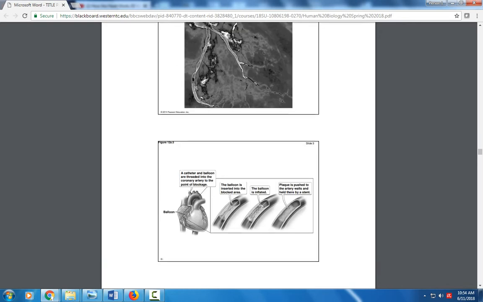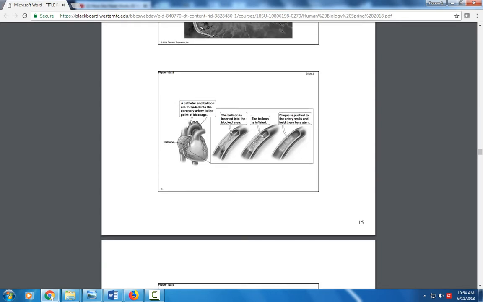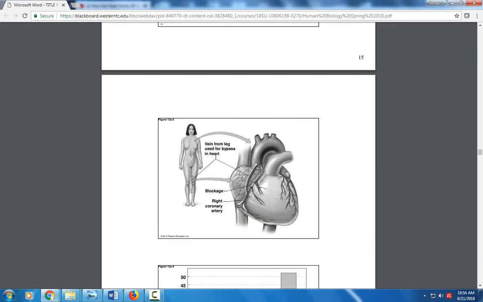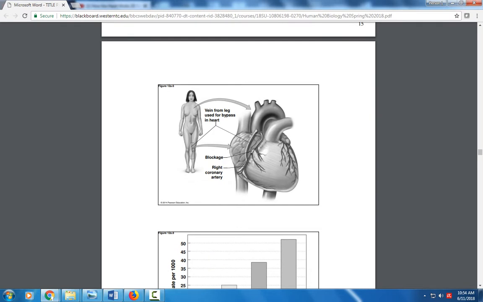Sometimes people have such a blockage that we can't put a stent and we have to do bypass. So they'll take an artery from the leg, they'll take a vein from the leg, and they will bypass the clogged area. If the blockage is right here, they'll take another vessel and make a bypass and go around that blocked area, taking a vessel from the leg. So that's a very common procedure that's done as well, bypass surgery.